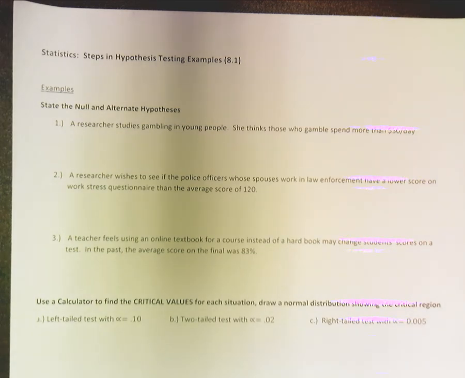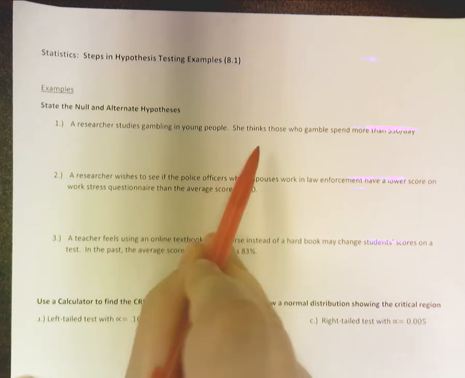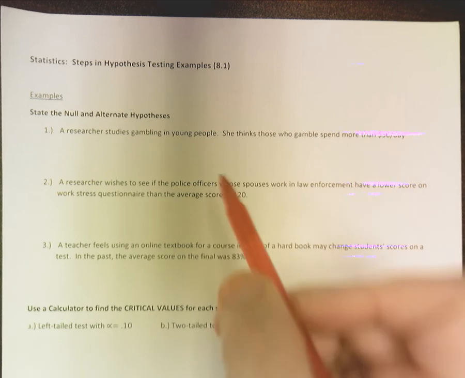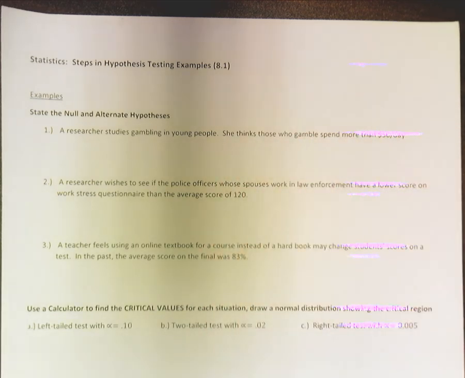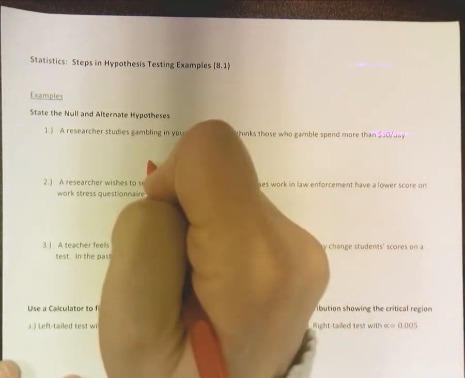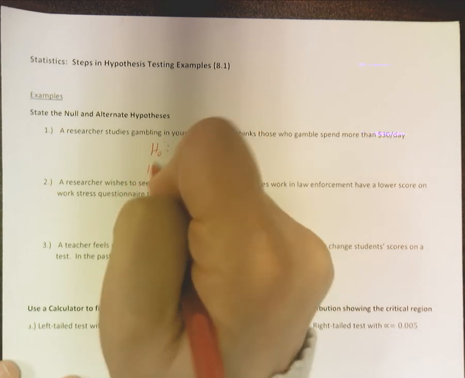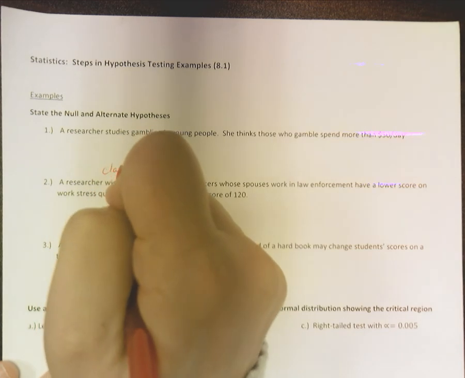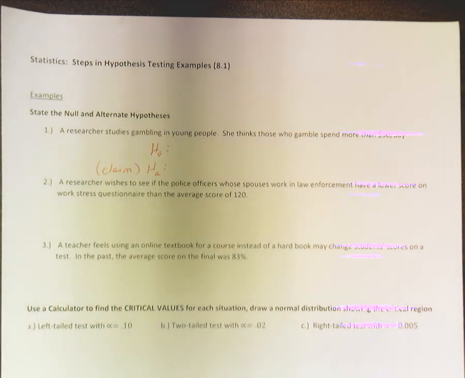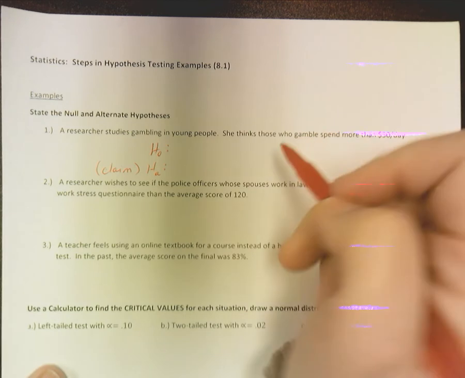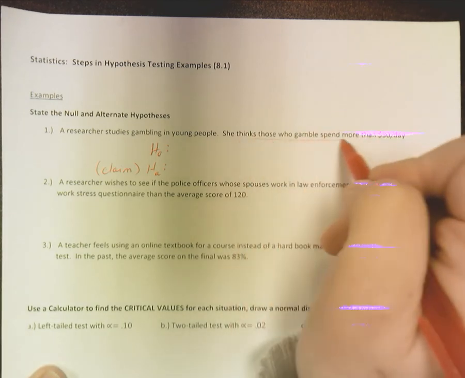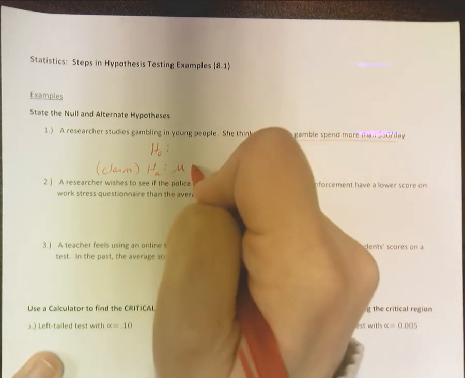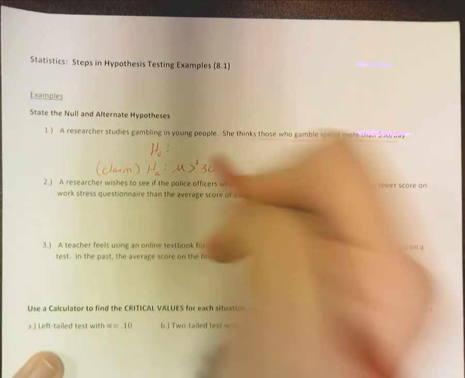A researcher studies gambling in young people. She thinks those who gamble spend more than $30 a day. This is her claim, okay? So you have an HO and you have an HA. Your claim goes here in HA, the alternate hypothesis. If I think young people gamble and they spend more than $30 a day, so I think their average is more than $30.